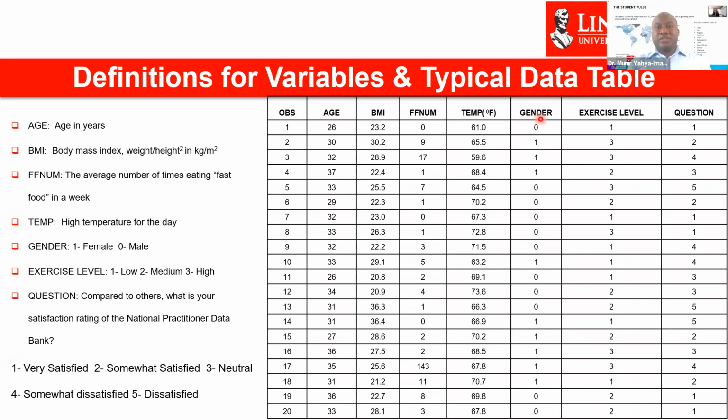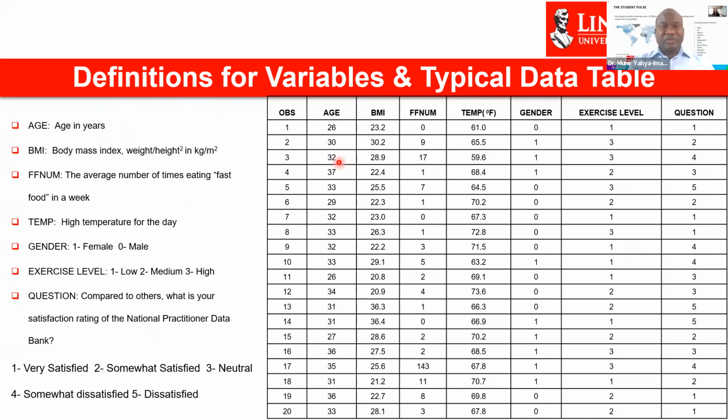Then sometimes you also have to define some values. If you look at the gender field, you can see 0, 1, 0, 1, 0, 1, 0, 1. So depending on how you have defined your variable, zero may represent female or male. But whichever value you choose doesn't mean that because you are using one for male, male is higher, or because you are using zero for male, male is lower. No, you are just using it to represent a particular input. Okay, and the same goes for exercise level as well as question.